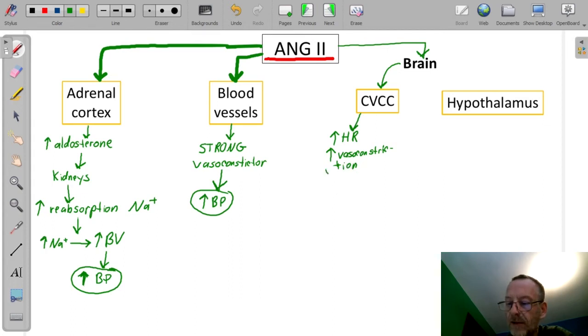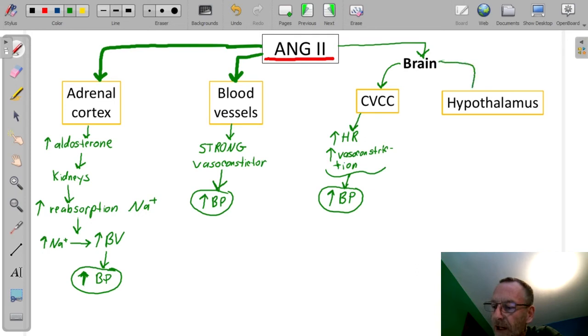And those two will also lead to an increase in blood pressure through the cardiovascular control center. Speed up the pump and squeeze the vessels. There are also receptors in another part of the brain, the hypothalamus. And in the hypothalamus, we can have several responses. The hypothalamus is responsible for maintaining many homeostatic functions.